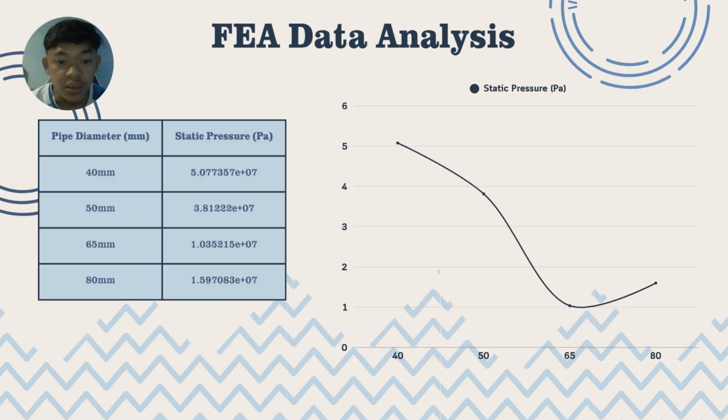Okay, so next we have the CFD data analysis. The static pressure value will be compared for different pipe diameters. The results show that the pressure distribution changes with different pipe size. The 40 mm pipe diameter records the highest static pressure value of approximately 5.08 times 10 to the power of 7 Pascal, while the other diameters show different pressure levels. This variation occurs because the change in pipe diameter affects the fluid flow behavior and pressure distribution inside the pipe system. Therefore, selecting an appropriate pipe diameter is important to reduce excessive pressure and improve the reliability of the piping system.